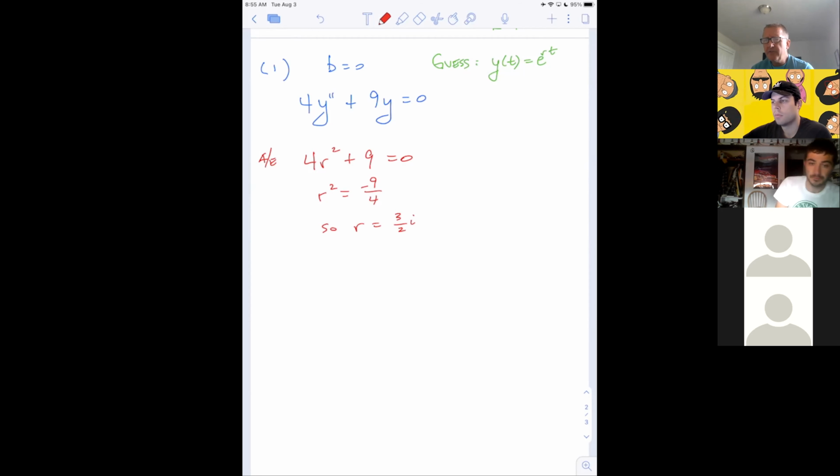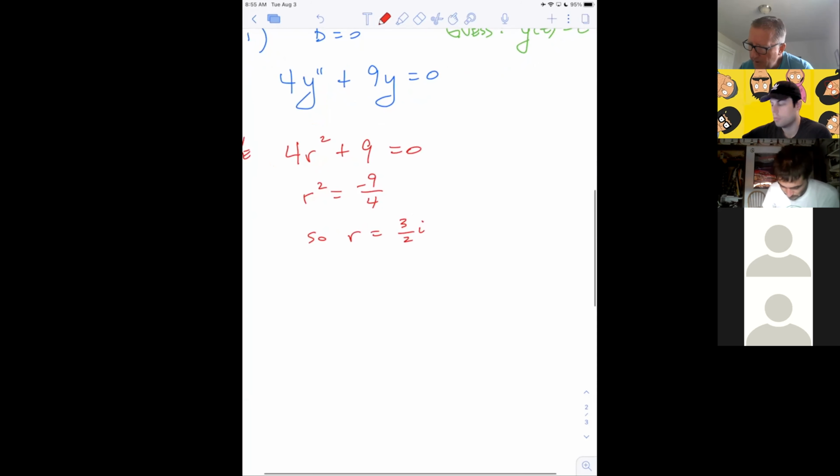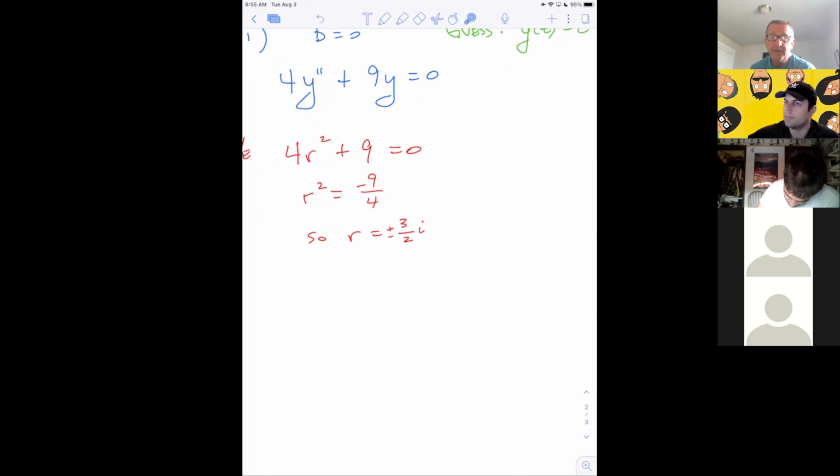What's missing though from my answer that's important? It's not just 3/2 i. Yeah, it's actually positive or negative. It could be either one of those. Because if you go back to this answer here, aren't you squaring it? So if you're squaring it, it doesn't matter whether it's positive or negative. And then, check it out, go put it in there.